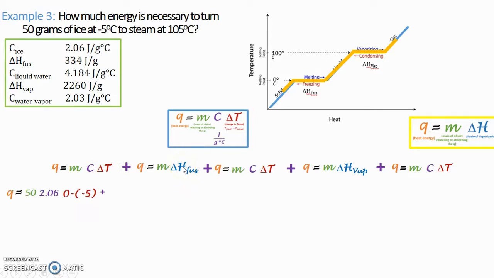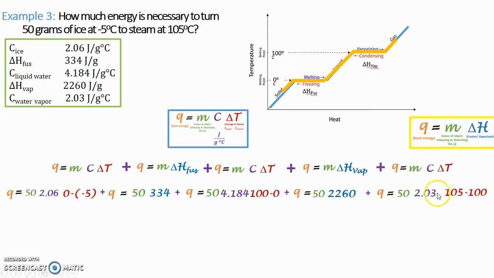So we're going to start by plugging in our mass and specific heat of ice and our temperature change from 0 to -5. We're going to plug in our mass and heat of fusion. We're going to plug in our mass, specific heat of water, and our temperature change right over here. And then we're going to account for our phase change from liquid to gas. And then lastly, we're going to plug in our values for the specific heat of water vapor. Then you just want to multiply everything and get your Q values.